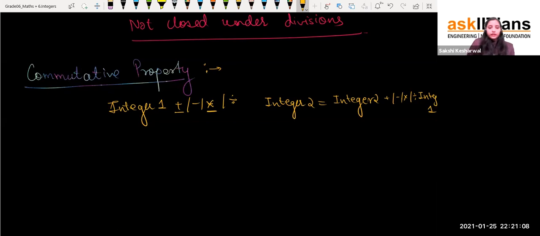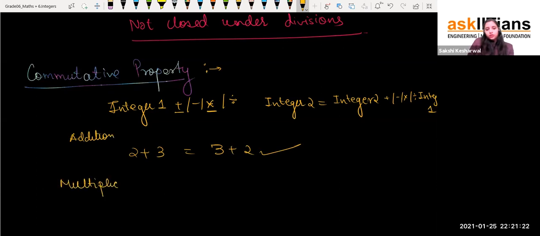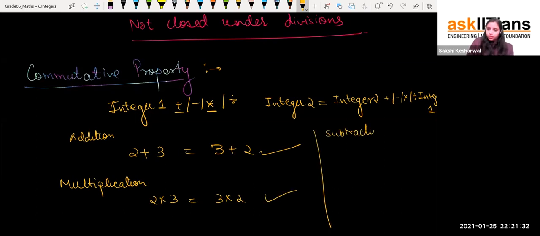If you talk about addition, 2 plus 3, these are integers. So yes, if I write 3 plus 2, this is true for addition, right? Now if I write about multiplication, 2 into 3 is equal to what, beta? 3 into 2, right? But if you talk about subtraction, 3 minus 2 is not equal to 2 minus 3.